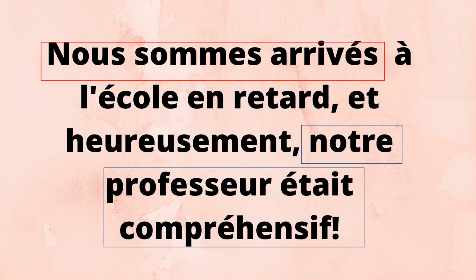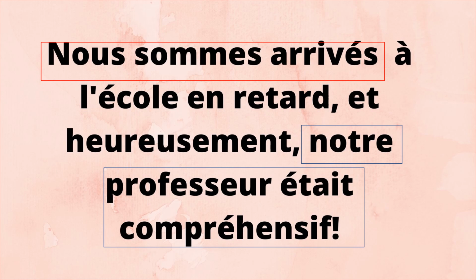So, nous is masculine or feminine, it is unknown, so we leave it as masculine. So, there's no change regarding the gender. However, regarding the number, nous is plural. So, we have to add an s to arrivé, and that's why you see that s after the accented e.